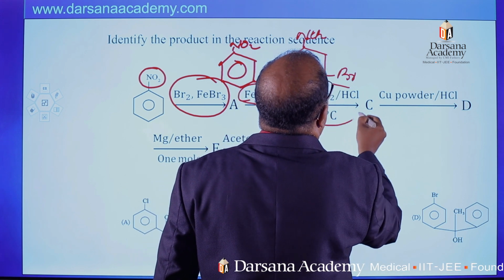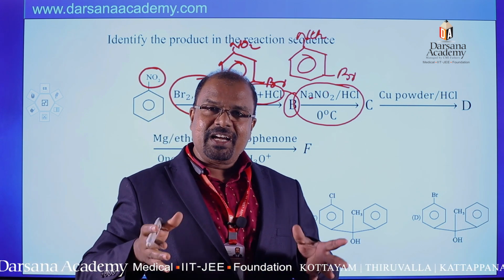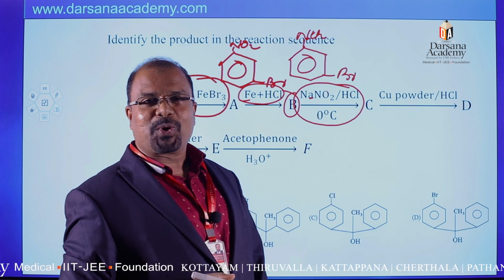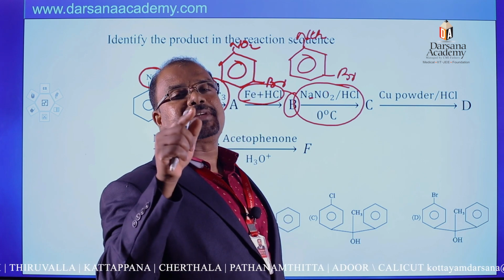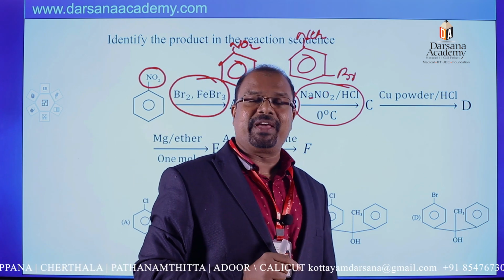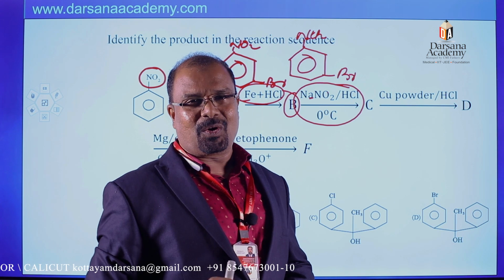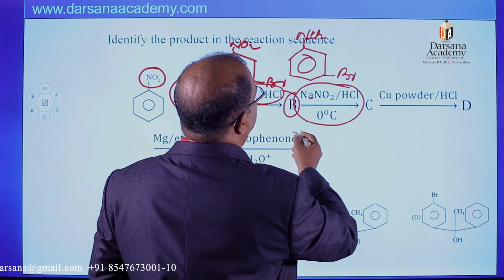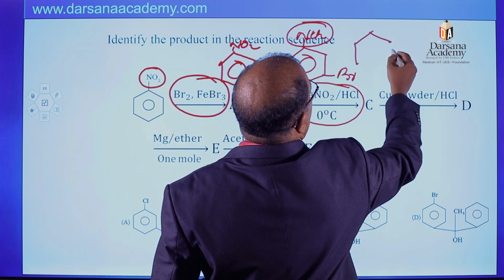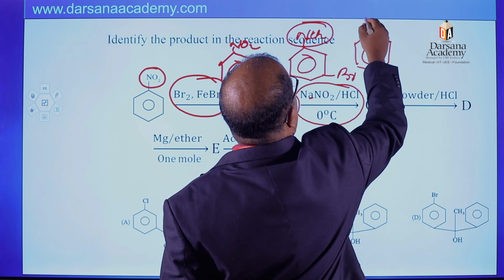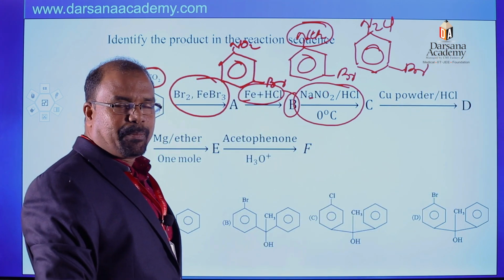Then B undergoes the reaction with NaNO2 and HCl. That means diazotization, that is, with nitrous acid. What will be the product? We know that a primary aromatic amine reacts with nitrous acid to form diazonium chloride, whereas a primary aliphatic amine, other than methylamine, gives an alcohol. So this part will become the diazonium part, and diazonium chloride will be the product. So C will be the diazonium chloride, that is N2Cl, with bromine there. There is no change in the position of the bromine.